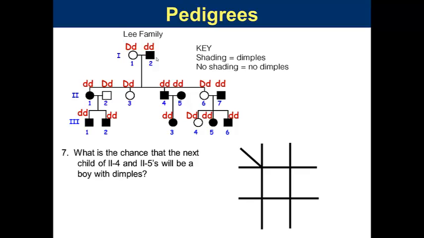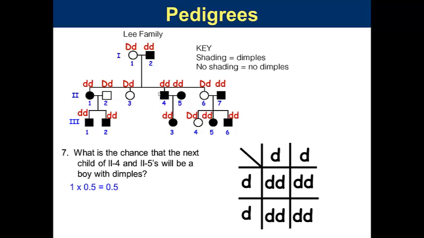What is the chance the next child of 4 and 5 will be a boy with dimples? 4 and 5 are here. Little d, little d, little d, little d. It's a 100% chance of dimples, but only a 50% chance it will be a boy. So that's a 50% chance.